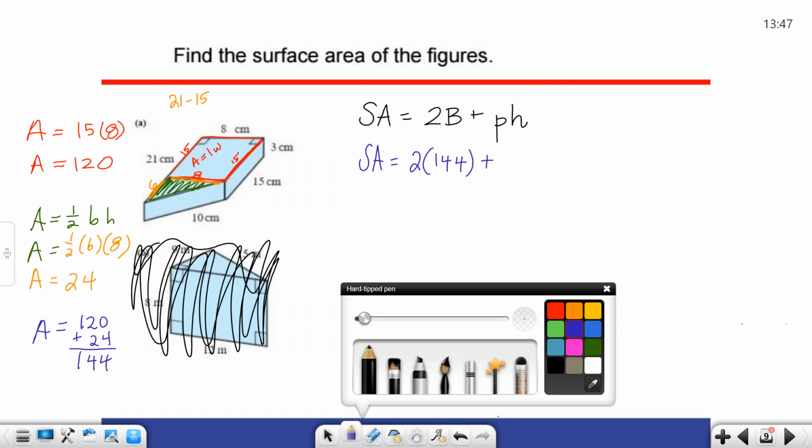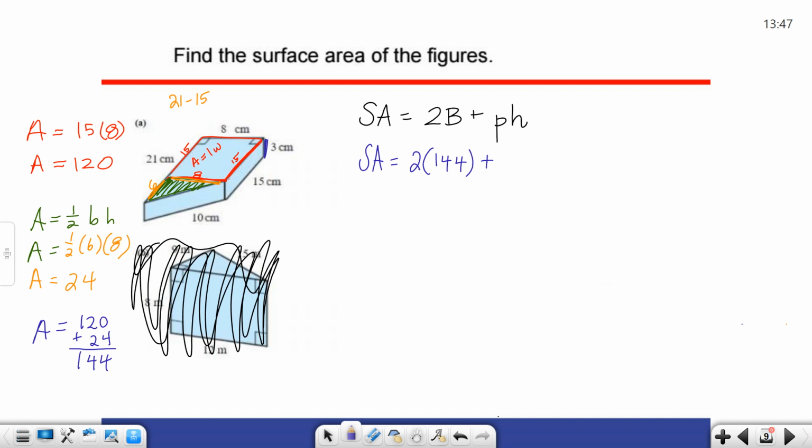Now, let's go to the pH. Okay, the H is easy. That's this little piece right here. So the H is going to be 3. Great.